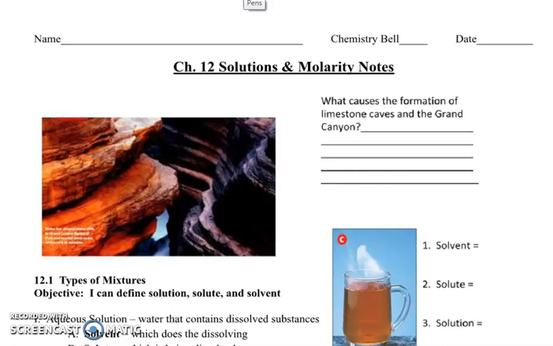Hey guys, so we are starting chapter 12, Solutions and Molarity Notes, and we're going to start by looking at a picture of the Grand Canyon. So what causes the formation of limestone caves in the Grand Canyon? Anybody know?